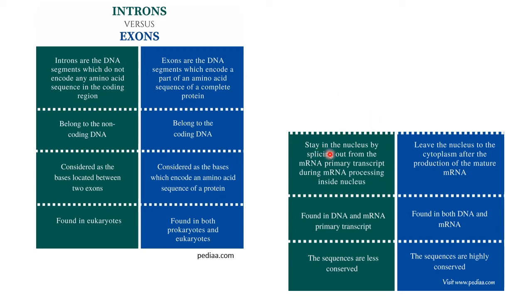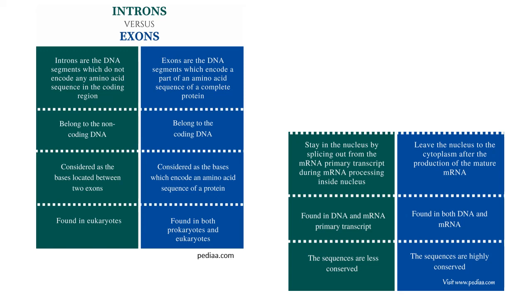Then introns stay in the nucleus, being spliced out from the mRNA primary transcript during mRNA processing inside the nucleus. If this part is not clear, you can watch my other video on mRNA processing in eukaryotes. Exons leave the nucleus to the cytoplasm after production of mature mRNA for translation. Introns are found in DNA and the mRNA primary transcript. Exons are found in both DNA and mRNA. In introns the sequences are less conserved, and in the case of exons the sequences are highly conserved.